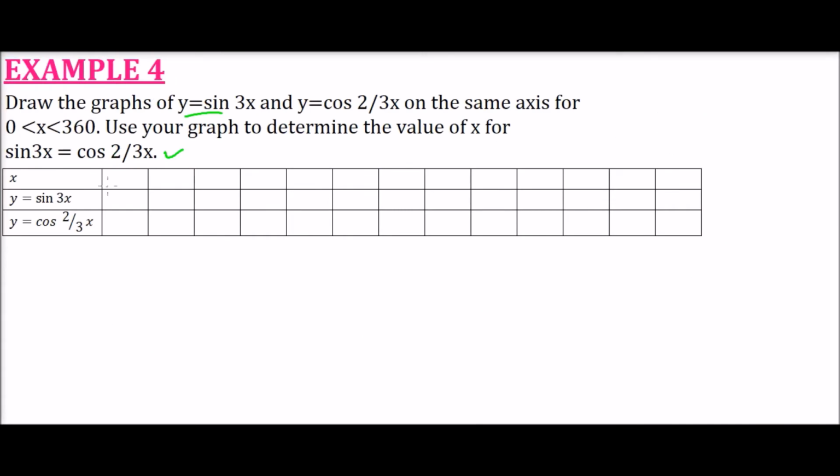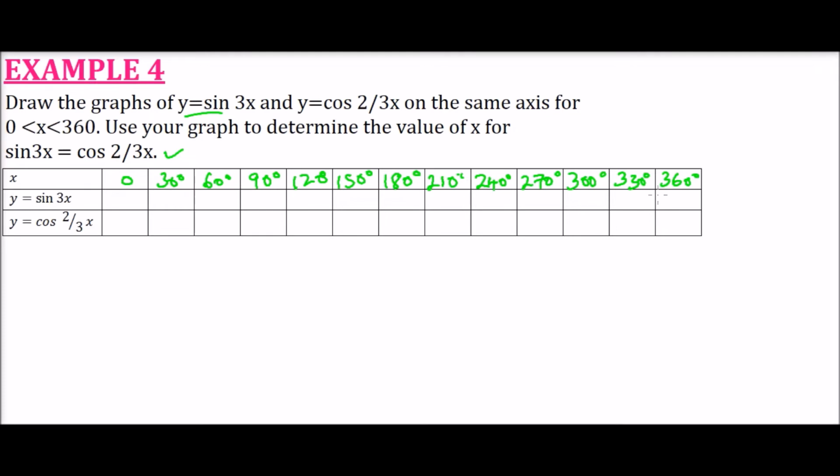So this is the table that we are going to use. We first fill the values of x. So I say that is 0. This is 30 degrees, 60 degrees, 90 degrees, 120 degrees, 150 degrees, 180, 210, then we have 240, then we have 270, we have 300, we have 330, and finally we have 360 degrees.